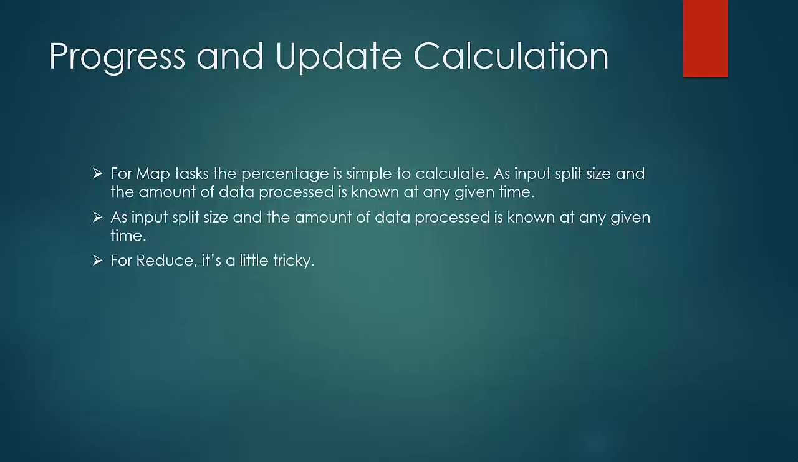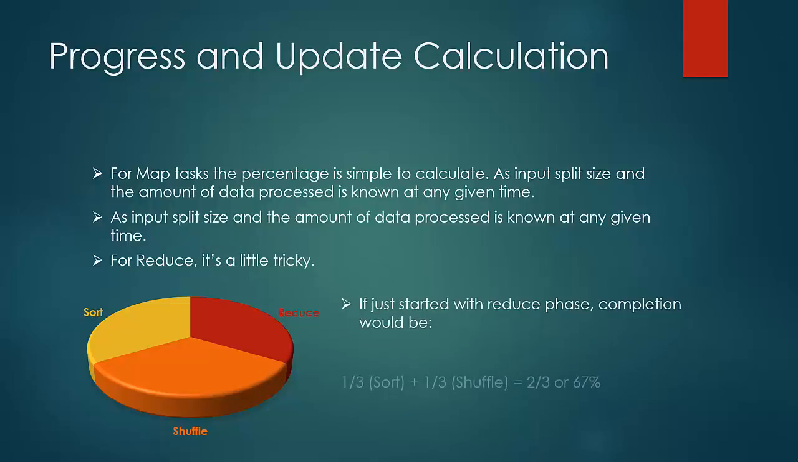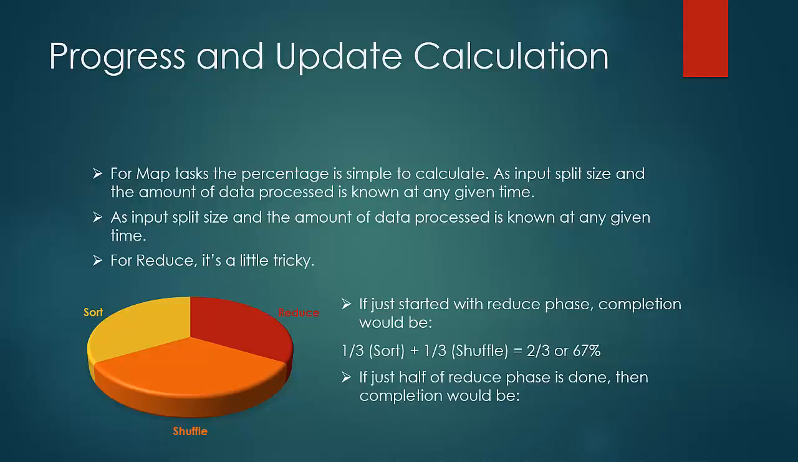So for the calculations, the effort contribution by sort, shuffle, and reduce is considered to be 1/3 each. That means, in case the reduce phase hasn't even started, the completion status would be 1/3 contributed by sort plus another 1/3 contributed by shuffle, that adds up to 2/3, that is 67%. If the reducer has processed half its inputs, the completion would be 1/3 contributed by sort plus another 1/3 contributed by shuffle and 1/6 contributed by reduce. It is 1/6 because half of 1/3 is 1/6, and when these are all summed up, it gives 5/6, that is 83%.